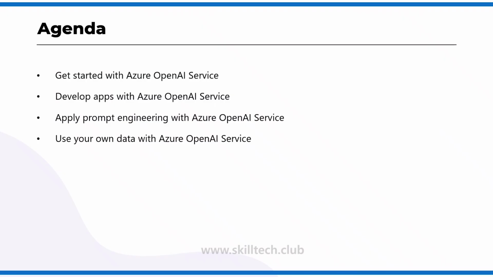The agenda of this module focuses on 4 sections. First, we are going to understand what Azure OpenAI Service is and what kind of offerings it provides to us. Then we are going to focus on developing apps with Azure OpenAI Service. After this, we'll apply prompt engineering techniques with Azure OpenAI Service. And last but not the least, we are going to use your own data with Azure OpenAI Service, which is formally known as RAG, Retrieval Augmented Generation. And that's one of the most popular topics of this particular module. Now let's see this one by one.